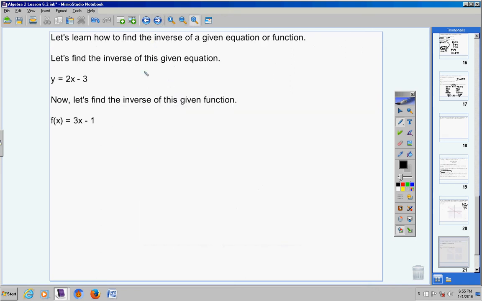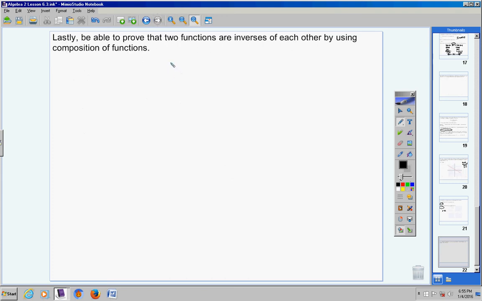I expect you to be able to take an equation or a function and find the inverse function or equation. And don't forget to use the proper notation if the original problem was written in functional notation. And then lastly, I expect you to be able to take two functions and prove that they are inverses of each other by using composition of functions both ways.